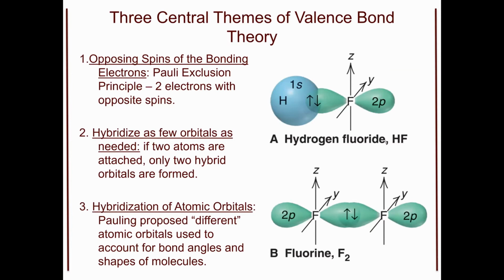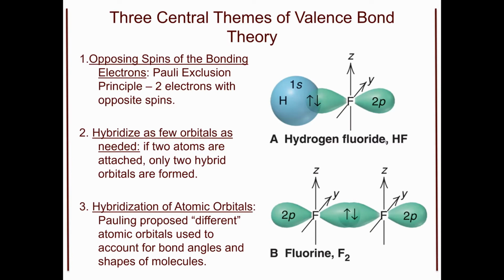So let us go ahead and look at this idea. For our first one, opposing spins of bonding electrons. This means that even in our ideas of having overlapping orbitals, we need to have 2 electrons with opposite spins. So if we were to have 2 electrons, one from each one of our atoms, having parallel spins, upon the mathematical addition of our 2 orbitals, one of them is going to have to flip, and you see that here in our hydrogen fluoride molecule.